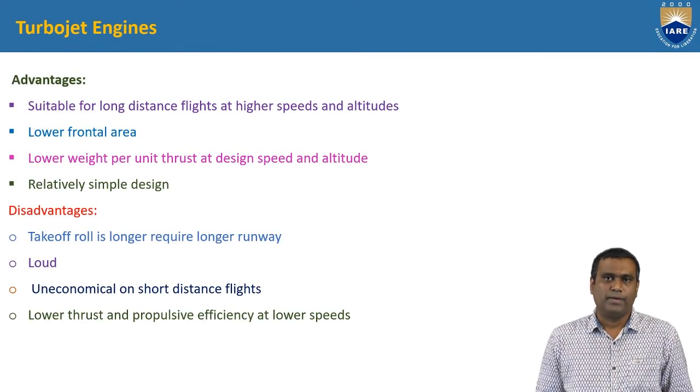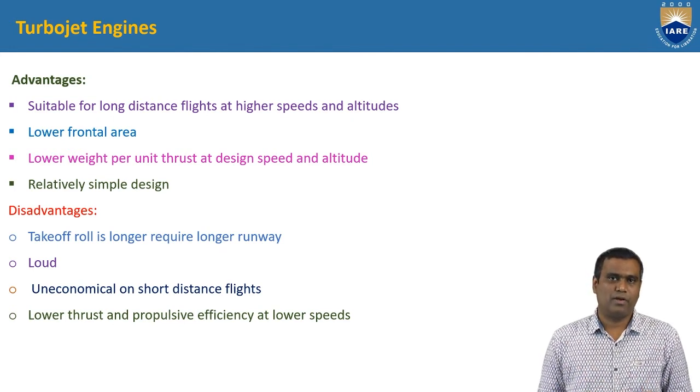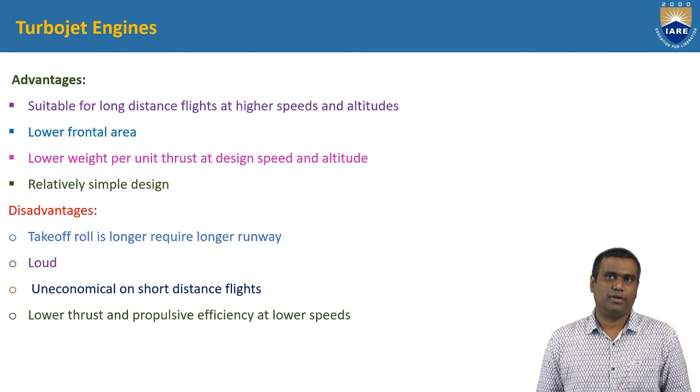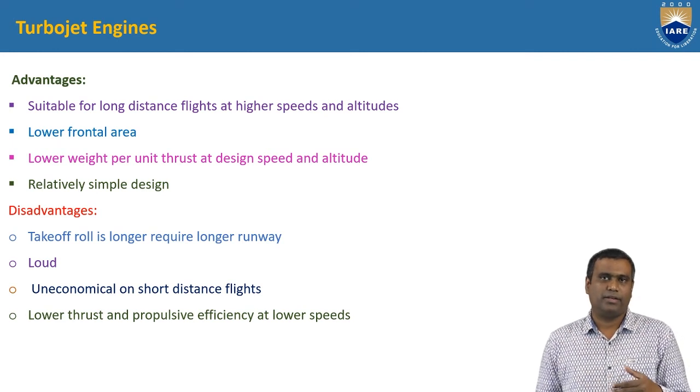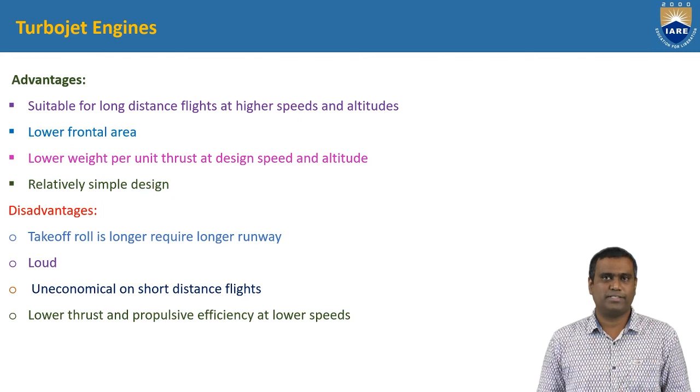Turbojets are actually simple in design with low frontal area, so less drag, and they are suitable for long distance flights at higher speeds and altitudes, with lower weight per unit thrust at design speed and altitude. And we'll see disadvantages also. We have seen that they are relatively simple in design. Actually, an advantage of turbojet engines is a relatively simple design when comparing with other types of gas turbine engines.